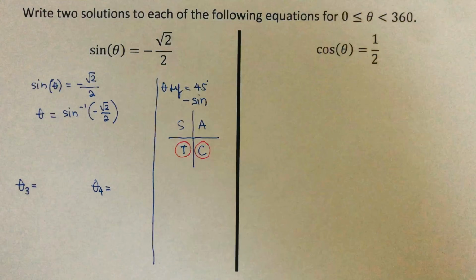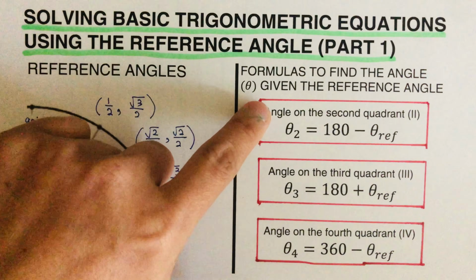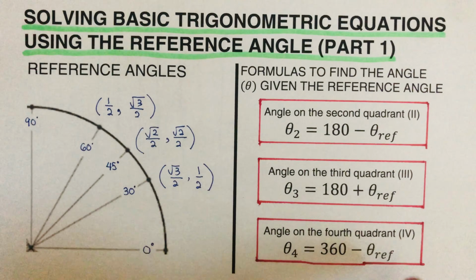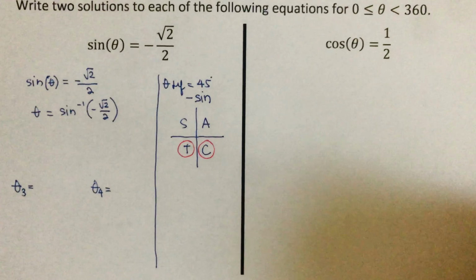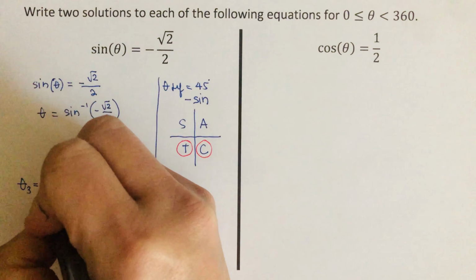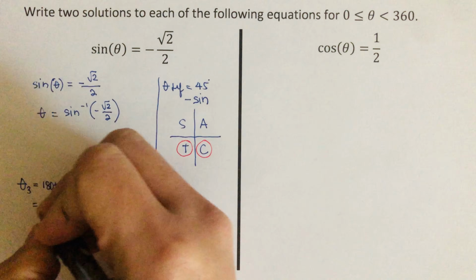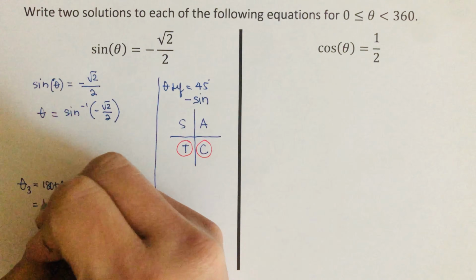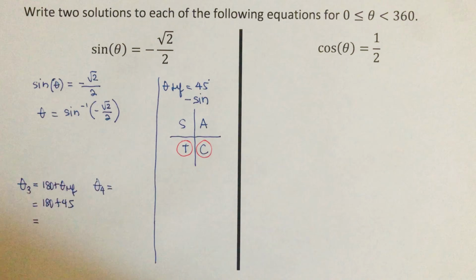So we will look for the formula for that angle using the ones that we have on the first slide here. Again, we're looking for the third quadrant and fourth quadrant. So I will use these equations to solve for the angle. In the third quadrant, that would be 180 plus the reference angle. So our reference angle again was 45. So that's 180 plus 45.